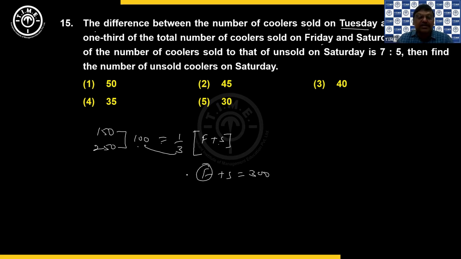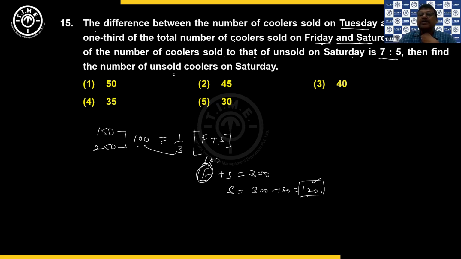But students, just now we discussed what is Friday. Friday is 180. We have data up to Friday. Saturday we don't have. It is the extra thing given. So now we can calculate how much is Saturday, since we already know Friday is 180. 300 minus 180, it is 120. So Saturday is 120. But he's asking for the total number of coolers, if the ratio of coolers sold to unsold on Saturday is 7 is to 5. Find the number of unsold coolers on Saturday.